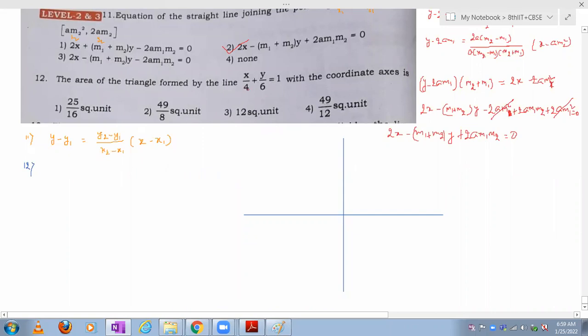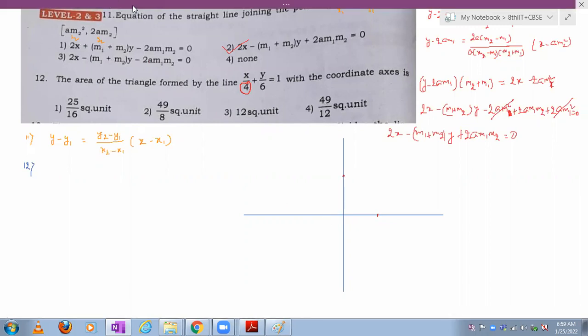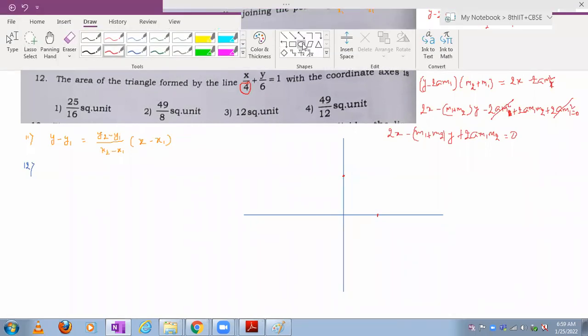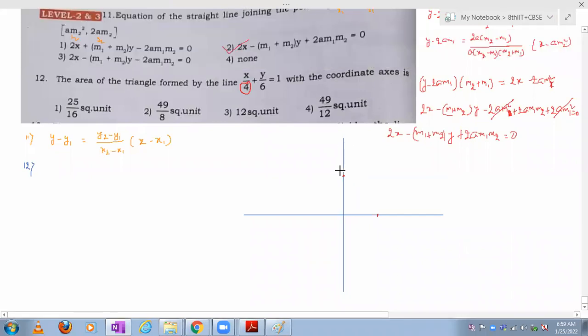Okay, see, x intercept is 4. Here this is the x intercept, yes or no? In the graph, how will it look? It intersects at 4 units. And y intercept is 6, it intersects at 6. So let me draw a straight line which is passing through the two points. Okay?